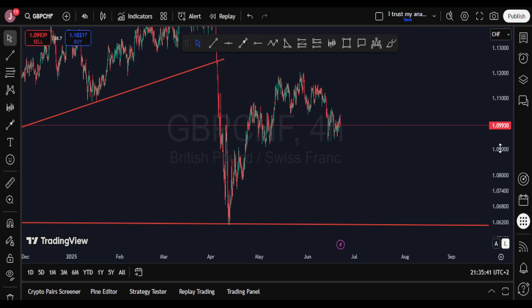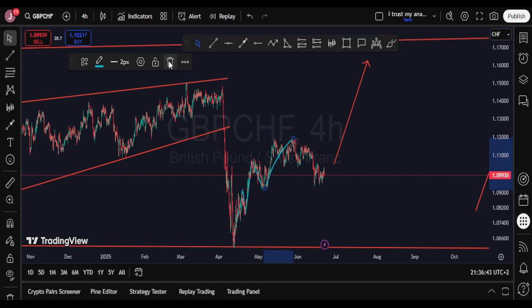So nice and sweet, guys. Nice and sweet and simple. So this is what my focus will be for next week when it comes to GBPCHF.